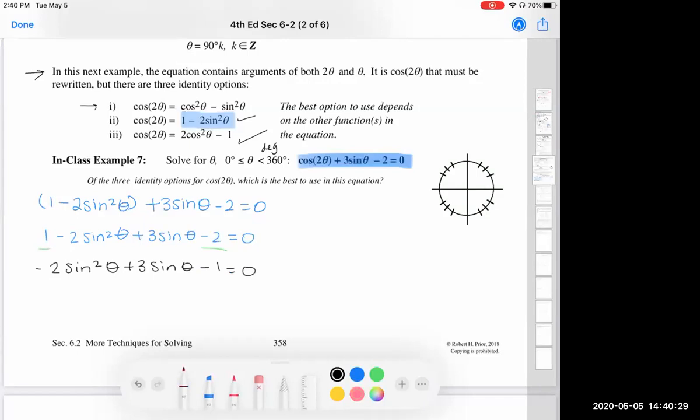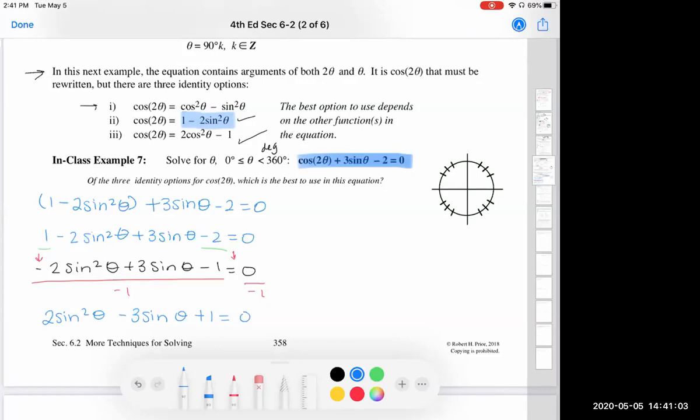All right, so I don't know about you, but having a negative in front is not ideal for me. I don't like it. Because I have an equal sign, I can go ahead and divide out my negative 1. So it just causes a sign change. So that we now have positive 2 sine squared theta minus 3 sine theta plus 1 equals 0. And you don't have to do that. It's just something that is a preference thing.